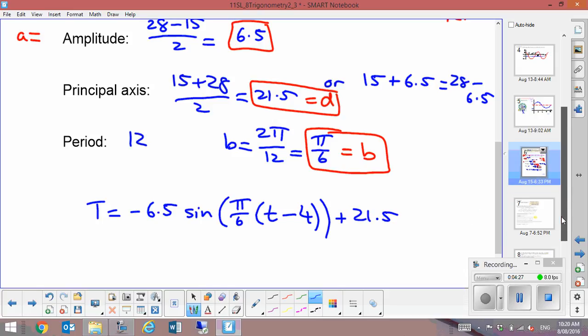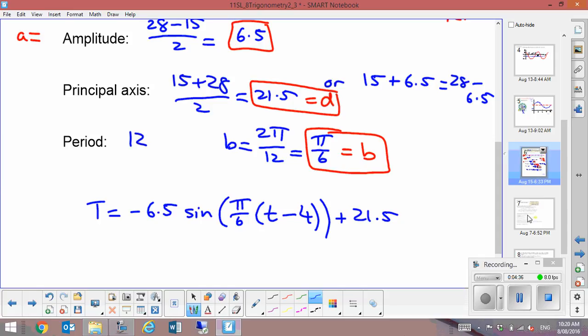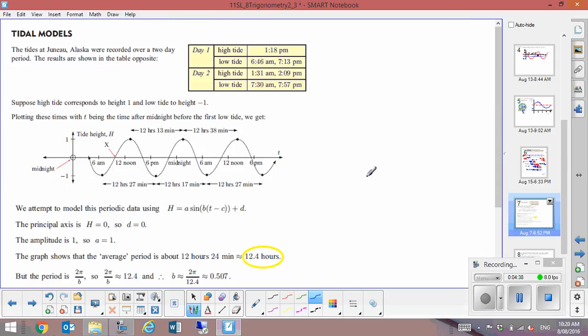So if you put all the data into your calculator and then plotted that curve, you'd see it lies very closely to the data we've got. Just want to point out a couple of things in the other example in the textbook, so probably no need to write this all out.